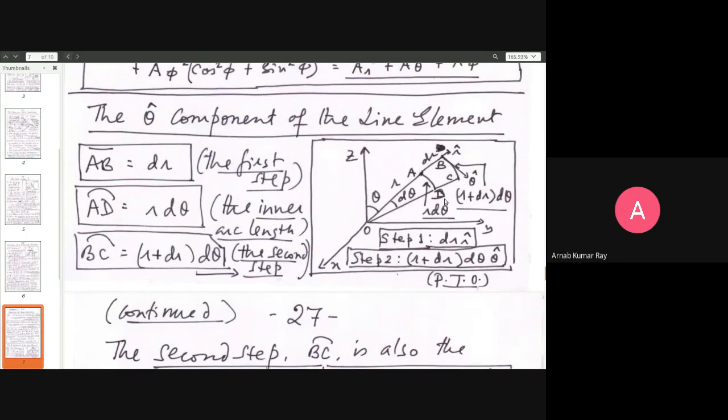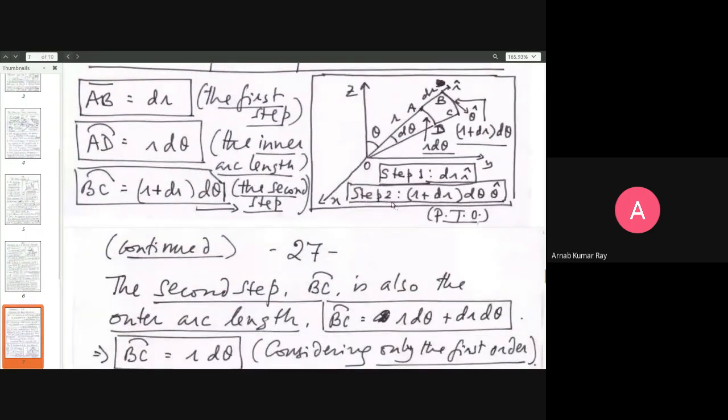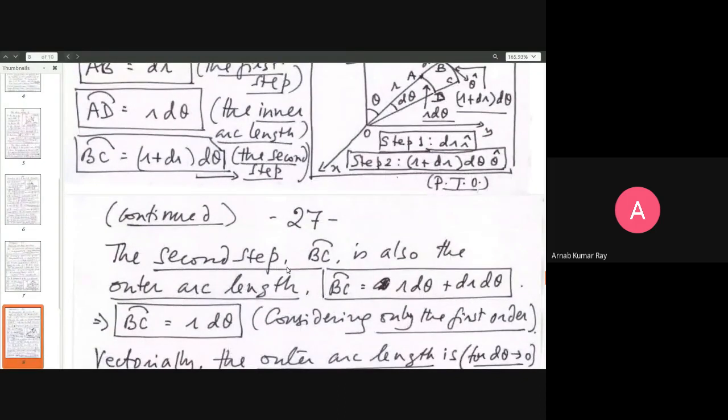So now let us see. AD is equal to r d theta, the inner arc length along which you are not traveling. You are traveling along the outer arc length, because once you have gone from A to B, thereafter you have to travel from B along the second coordinate, which is this arc path BC. So BC is (r plus dr) d theta, the second step, which is the outer arc length. Now BC arc length is equal to r d theta plus dr d theta.